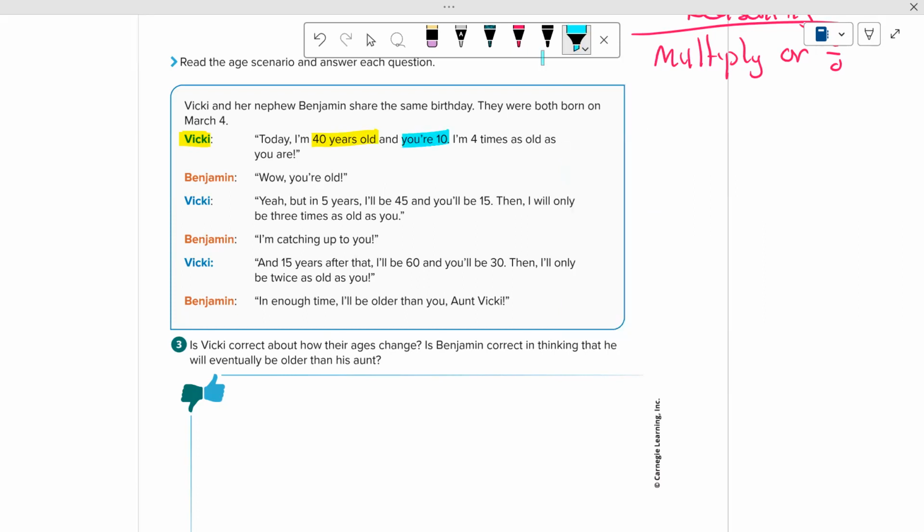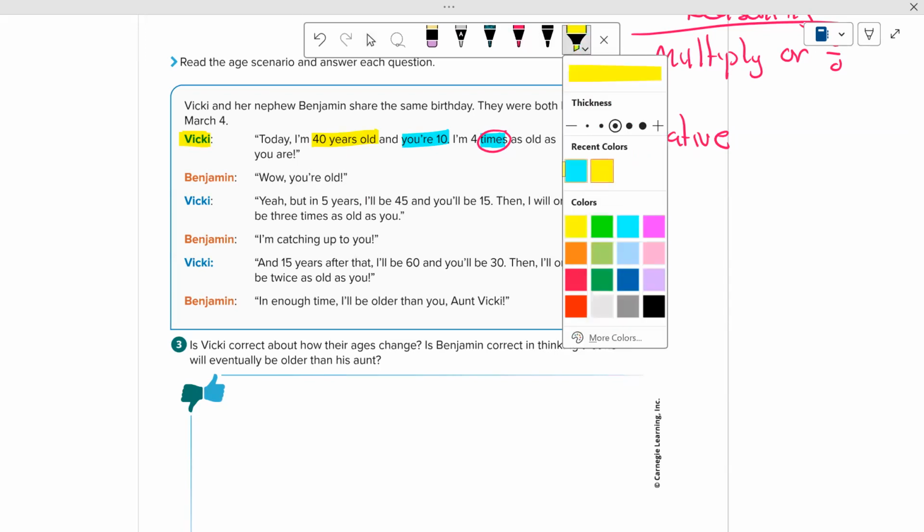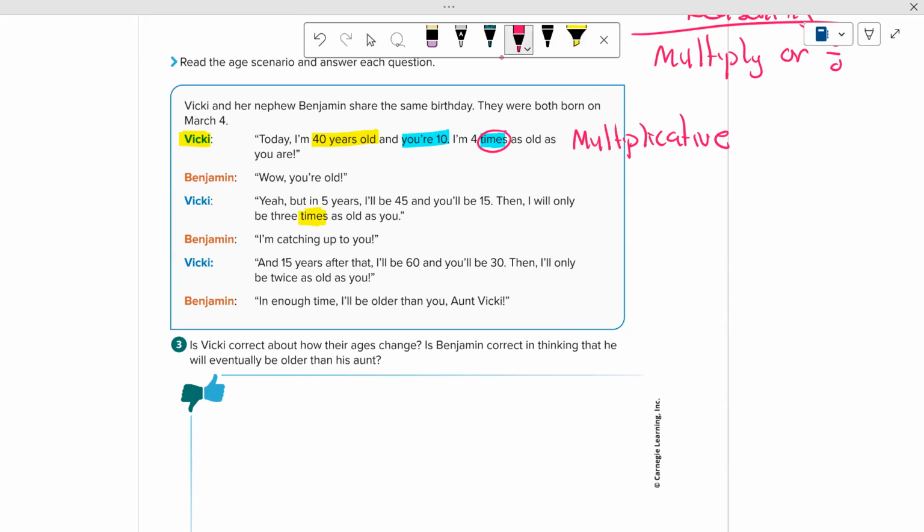I'm 4 times as old as you are. That's an interesting word. The word times is a big hint of what reasoning I'm using. Since I'm using the word times, that sounds like multiplicative. Benjamin says, wow, you're old. And then Vicky responds with, yeah, but in 5 years, I'll be 45 and you'll be 15. Then I will only be 3 times as old as you. Another interesting word, times. I wonder what reasoning that is. Multiplicative.